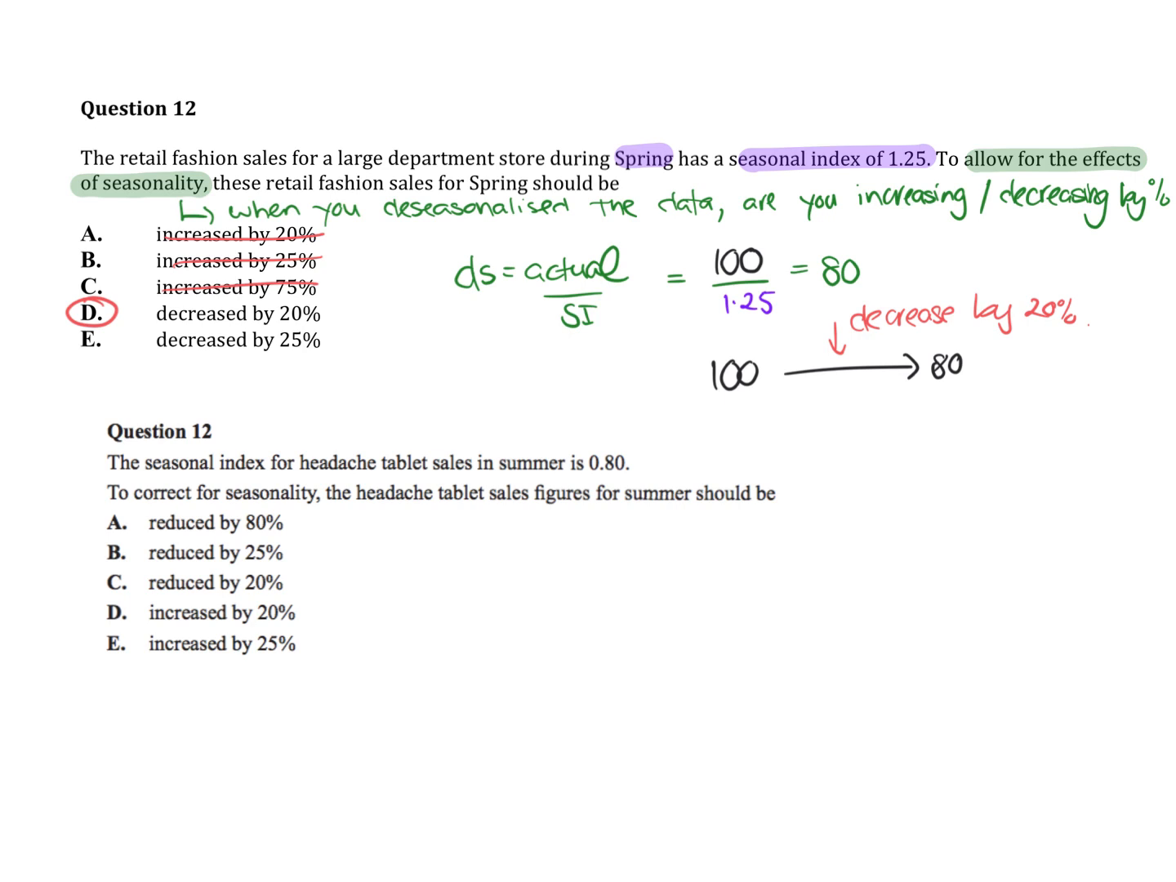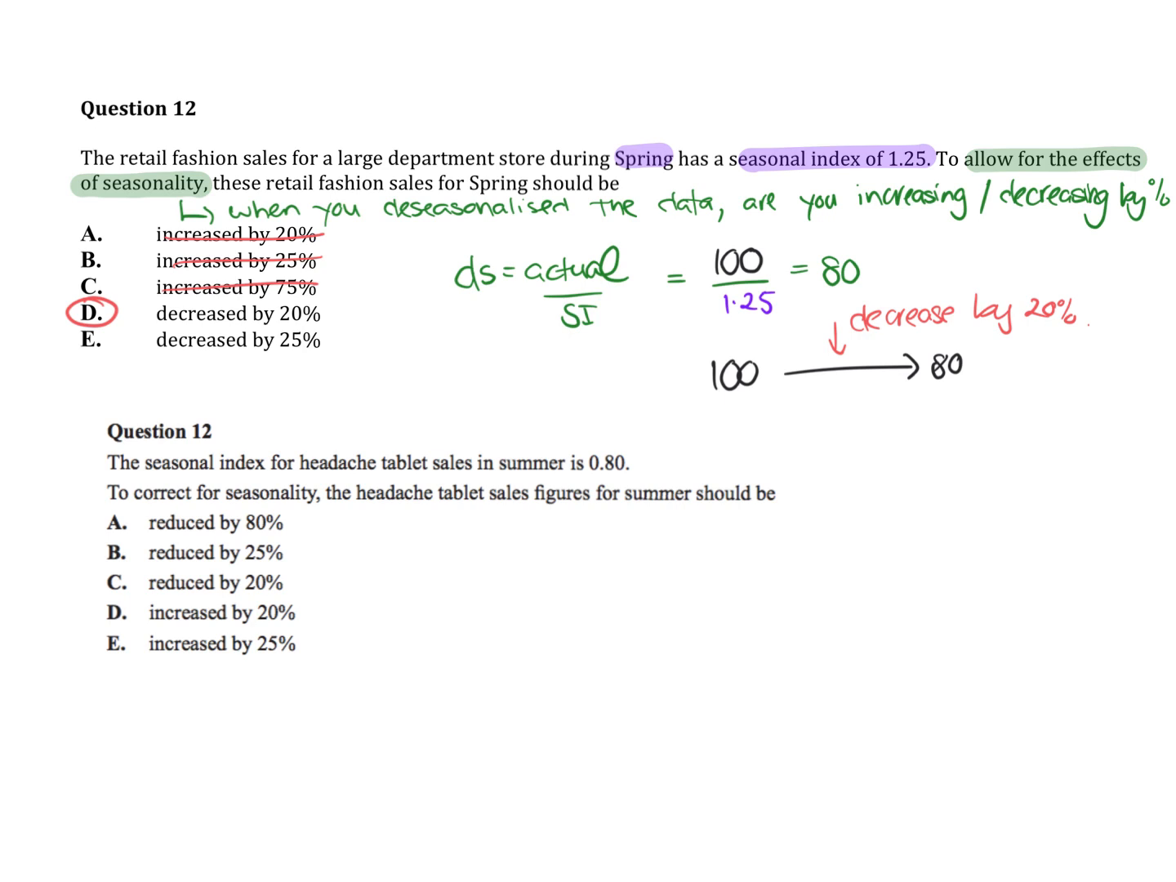What do you think the most common error is there? Kids just say, oh, you decrease by 25% because it's 1.25. That's not right, okay? And we're seeing it. When we do deseasonalize, it doesn't decrease by that amount. Okay, so here we go in the next one.